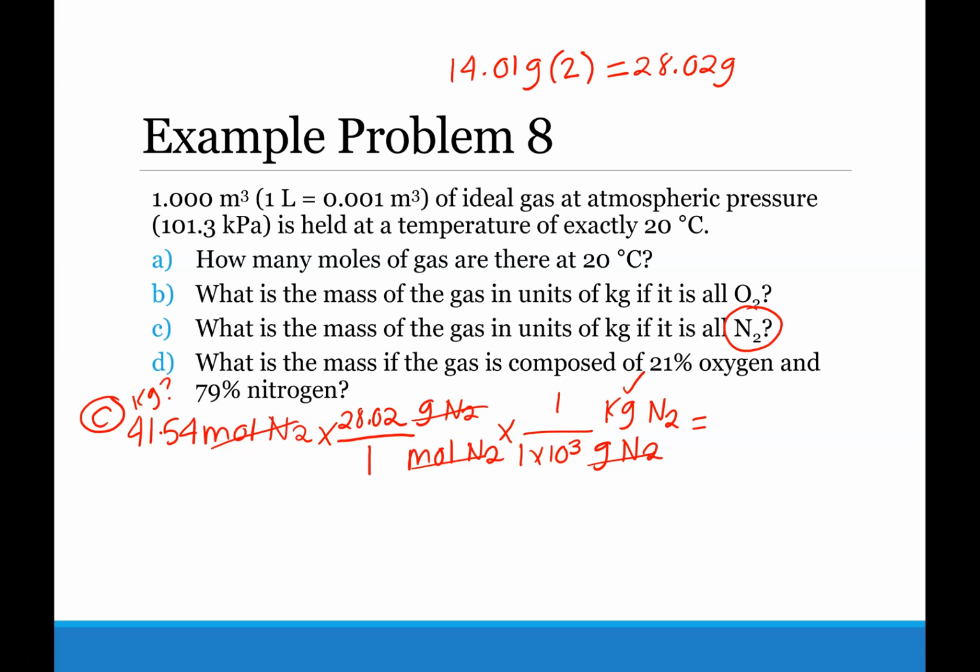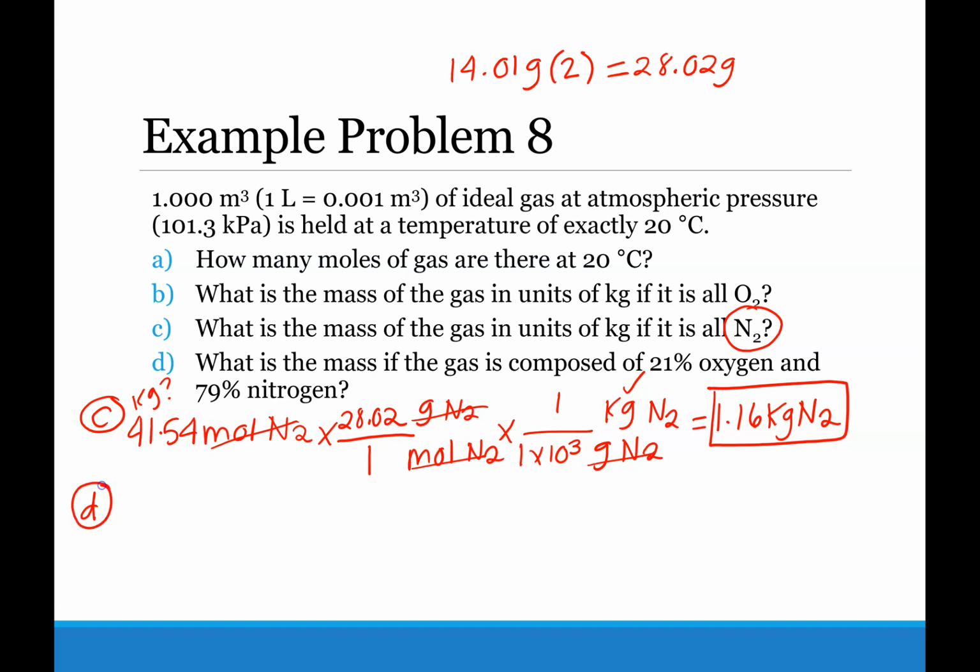So in your calculator, 41.54 times 28.02 divided by 1 times 10 to the third equals 1.16 kilograms of N2. So that's the answer to part C.